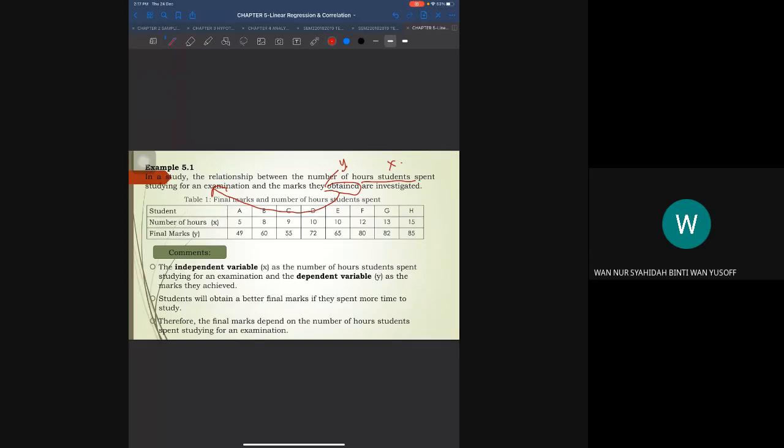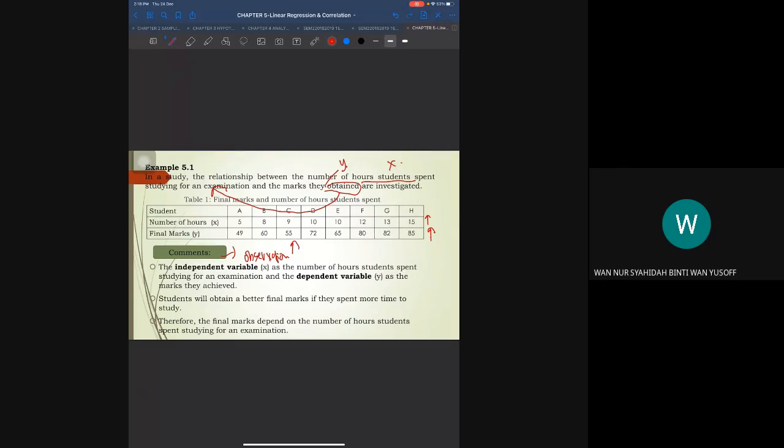This is a comment that we write based on the data that we have here, so it is based on the observation. Students obtain better final marks if they spend more time studying. If you can see here, when X increases, Y also increases. Then we can say that they get better final marks if they spend more time studying. It is based on the observation of the data.